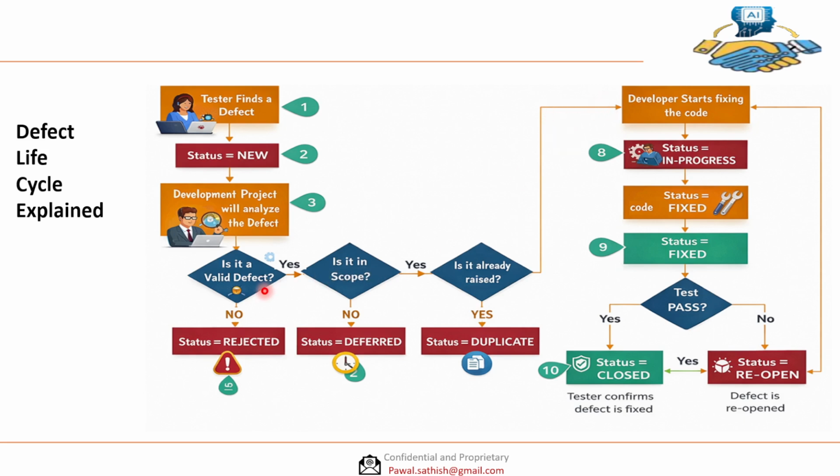If it is not a valid defect, then we'll reject it. If it is not in scope, then we'll mark it as deferred. Is it already raised? If the answer is yes, then we'll mark it as a duplicate.